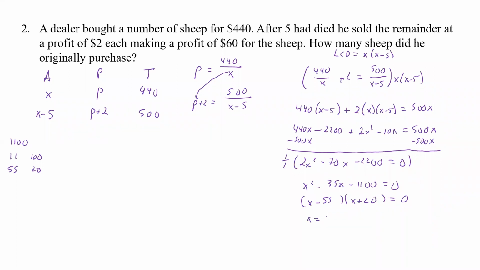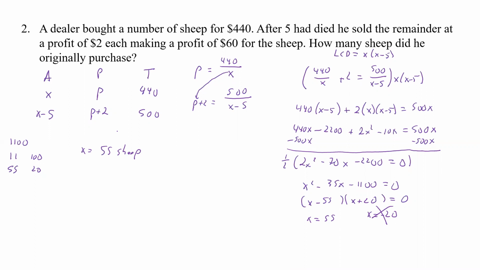And so here x is equal to 55. Here x is equal to a negative 20. And we're not going to buy a negative amount of sheep, so this term is gone. So we know x is equal to 55 sheep he purchased originally. Okay, and that's all they asked for.